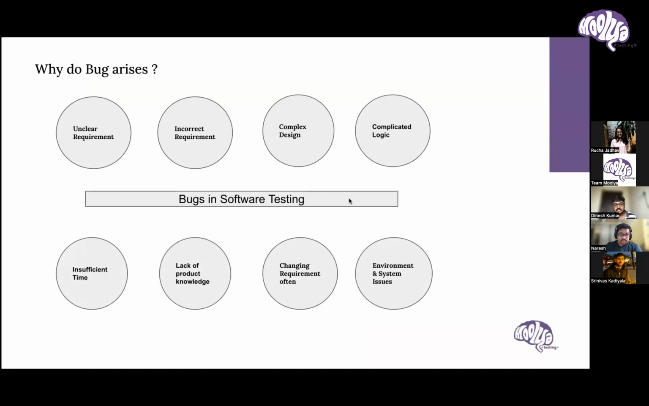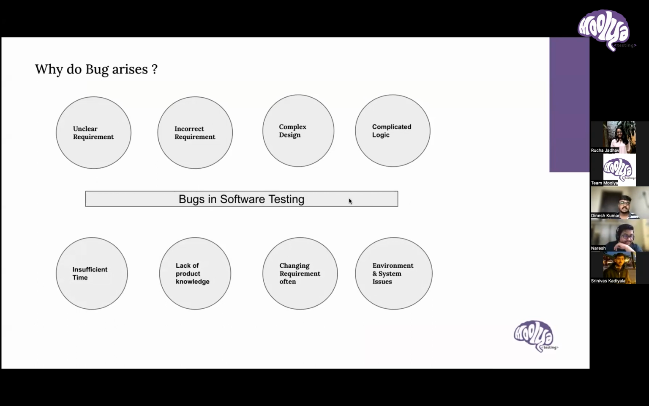And what happens on the testing side? Sometimes we don't have enough time to test the product properly, or we lack product knowledge, or the requirements change. It's more related to the development cycle. If there is a requirement change, we will again be testing the same requirement often. And also sometimes there are environment and system issues, right?